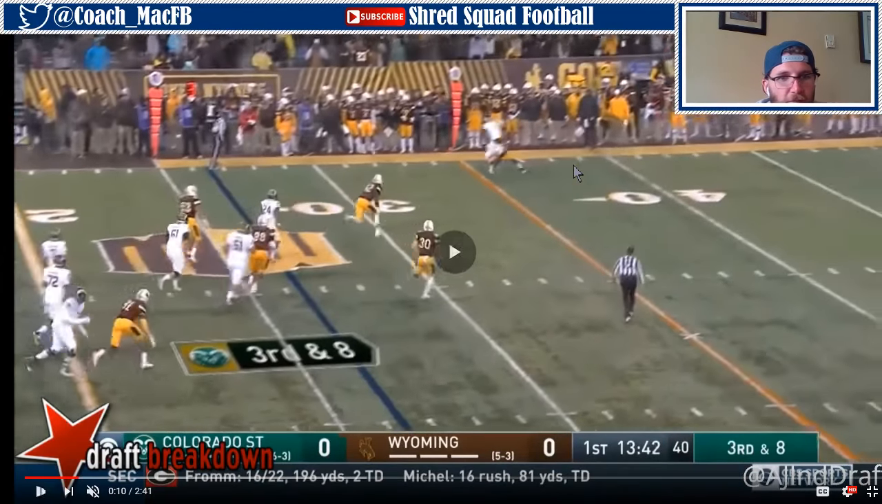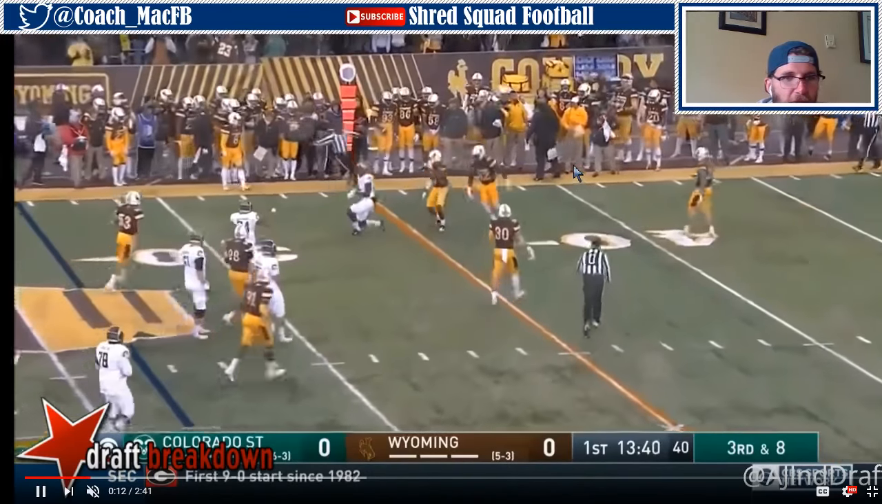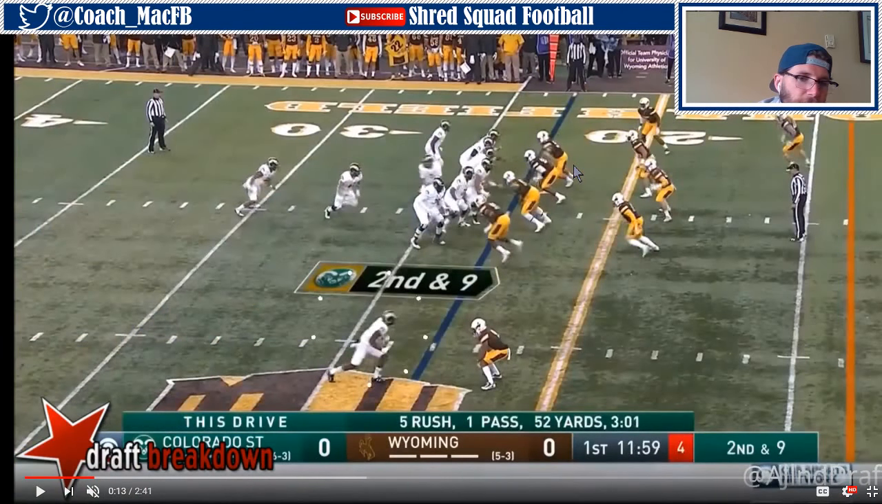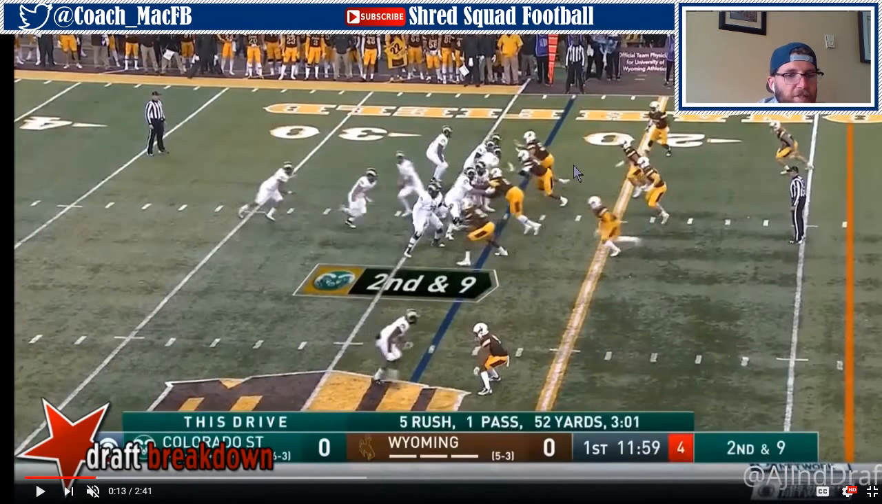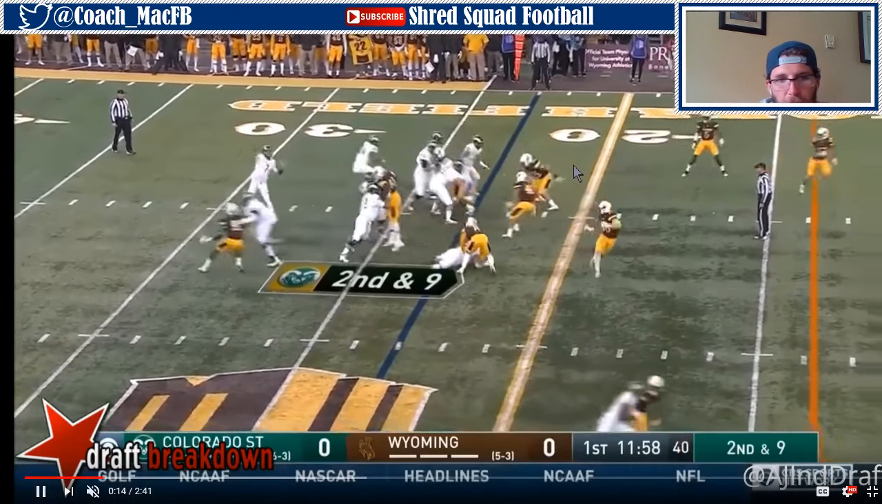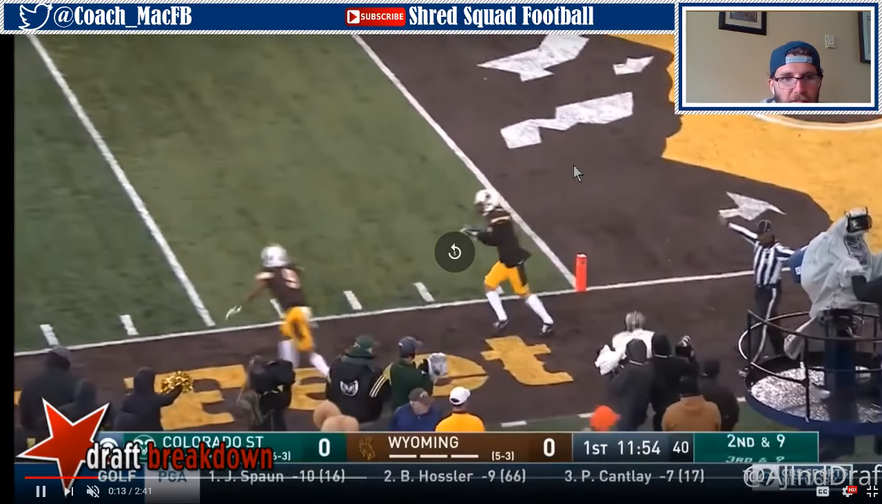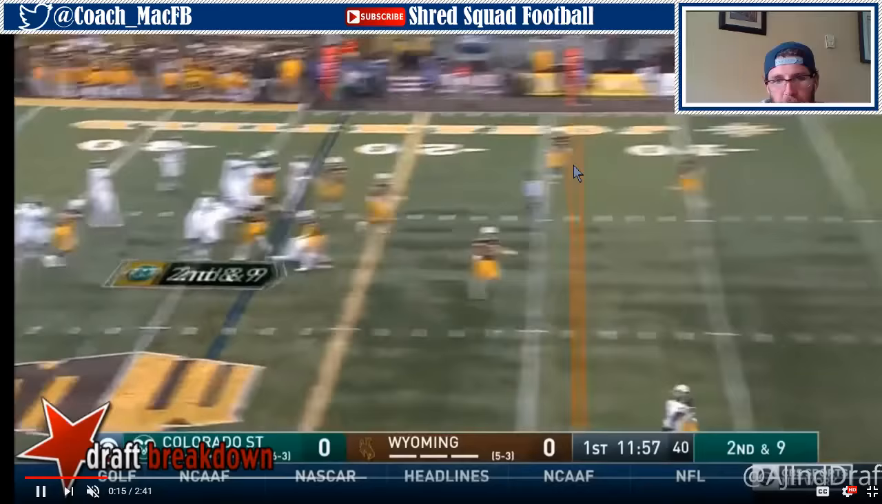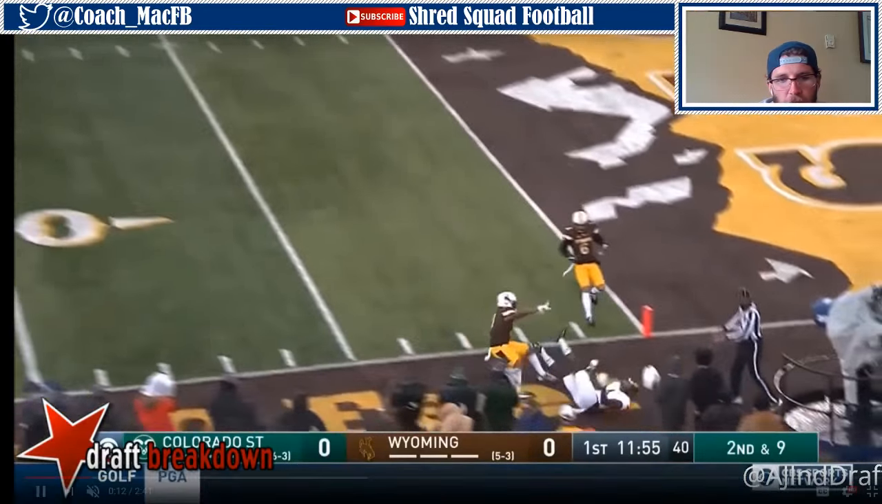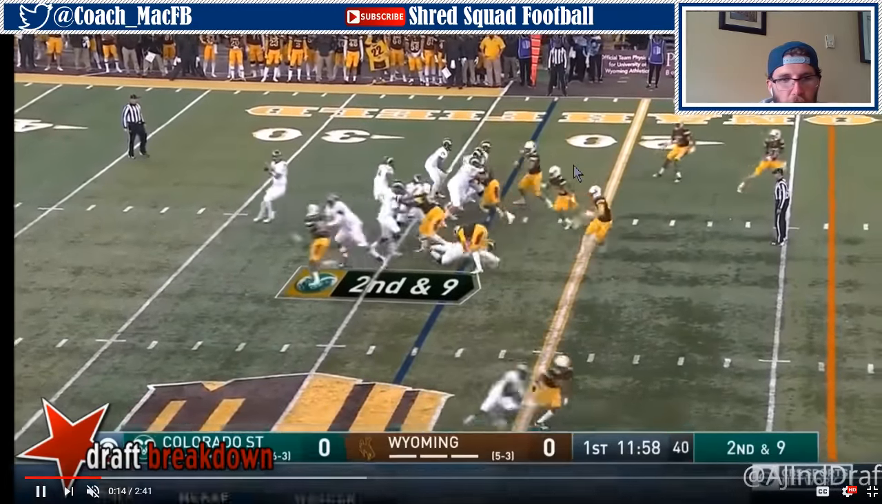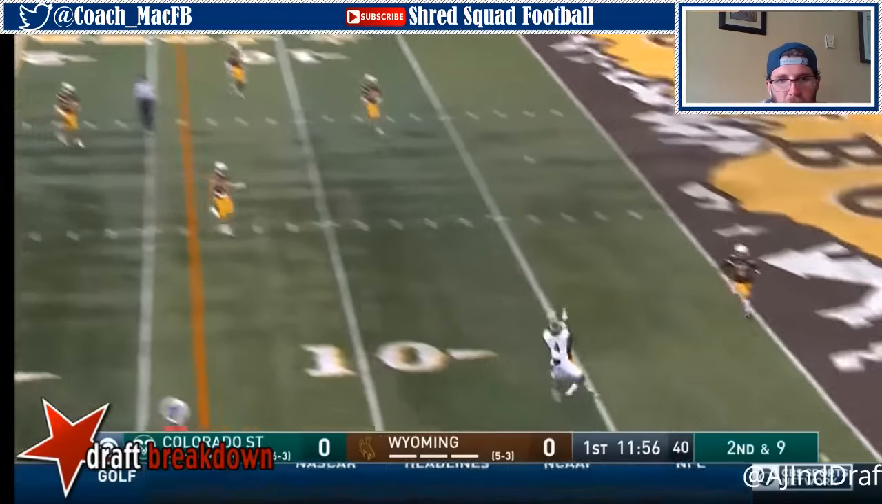So here's our fake stock fade. You're going to see him get balanced and then blow by him. Come back to the ball. Gets his hands on it, but a good play by number 9. Probably could have pushed him down a little bit more. A little bit more of a push off. You know what I mean?